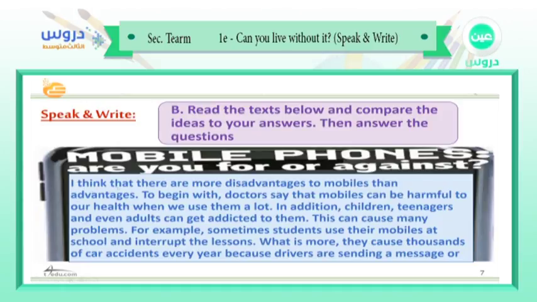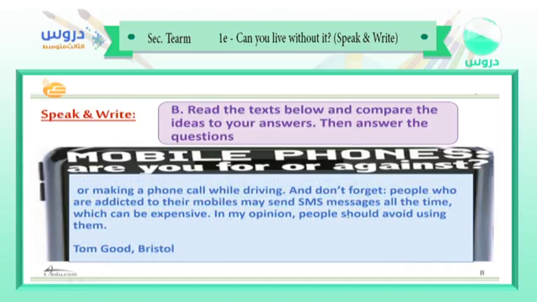Okay, so he's thinking that there are more disadvantages to mobiles. So he's against. To begin with, as a starter, firstly, okay, here are the linking words. Doctors say, now he's listing his ideas or his view, that they can be harmful to our health when we use them a lot. In addition, they can get addicted to them. So he listed first it's harmful, then it's addictive. Now he's going to give an example. For example, some students use their mobile phones at school and interrupt the lessons. What is more, furthermore, he's going to give you another reason. They cause thousands of car accidents every year because drivers are sending messages or, let's listen to the other part.